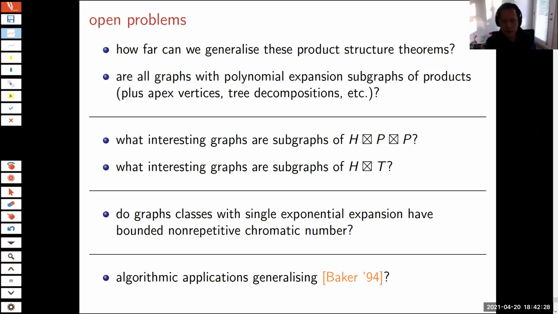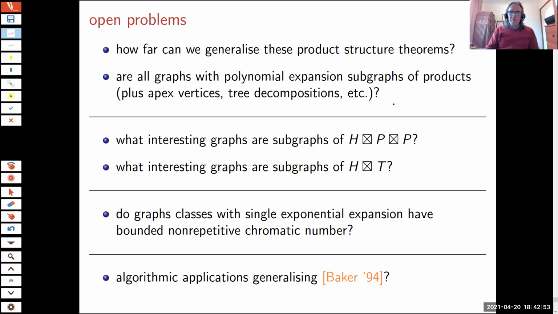So David, I actually have a quick question. Are there interesting graphs that you know that are subgraphs of H cross T for some tree T? I really don't have an answer for that. We do know quite a bit about H times T.